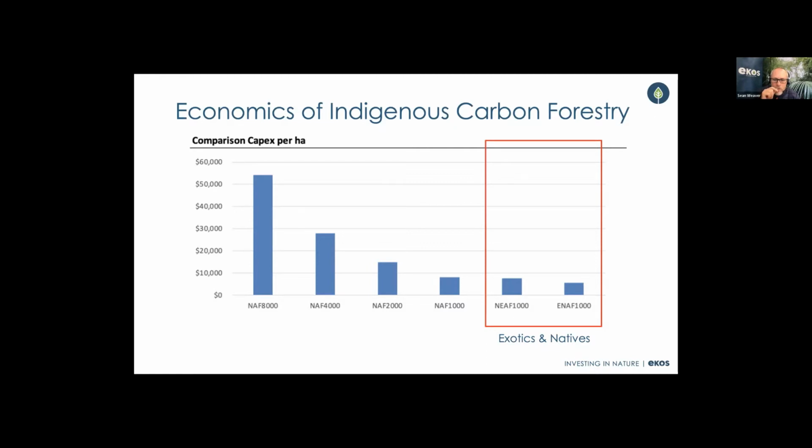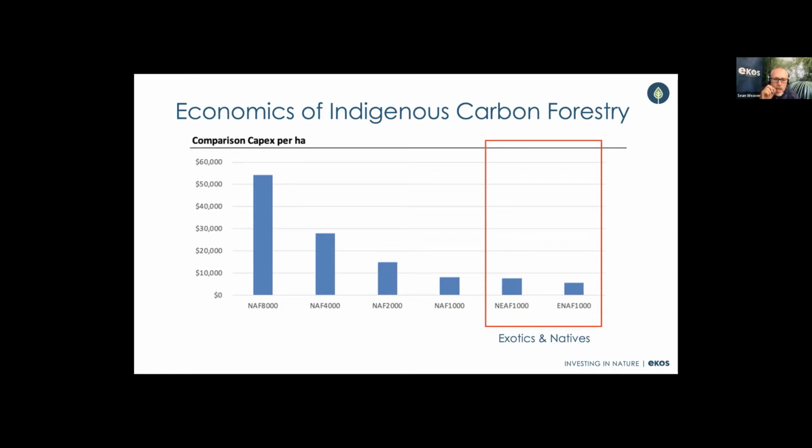And what we've got in this graph is different stem densities of native trees that are planted. And across to the left-hand side, you've got native afforestation at 8,000 stems per hectare, and that's quite a common density for ecological restoration projects. And you can see the capital expenditure per hectare is between $50,000 and $60,000.